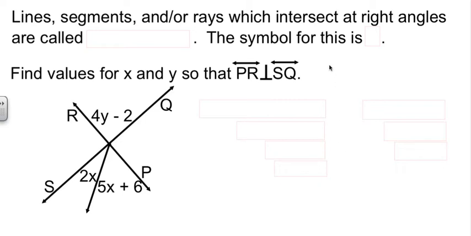If we have two things, lines, segments, and or rays, any combination of those that intersect at right angles, there's a special term for that. Perpendicular. And there's a symbol for perpendicular. It looks like this. It's an upside down T, is what it amounts to.